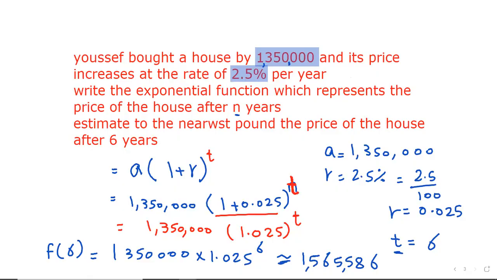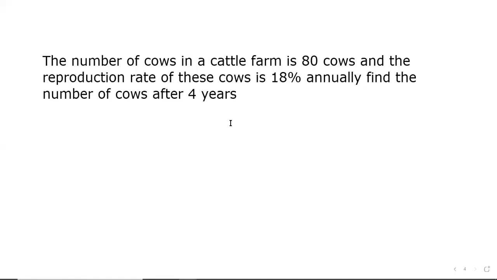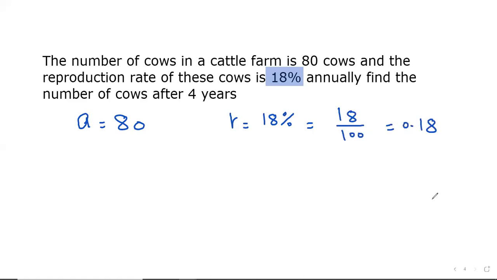That's it. The number of cows in a cattle farm is 80 cows, and the reproduction rate of these cows is 18% annually. Find the number of cows after 4 years. So here, what is A? A is the original number, 80 cows. And what is R? R is the rate percentage, 18%. We can write it as a decimal, 18 over 100, which is 0.18. What is T, the number of years? T is 4 years.